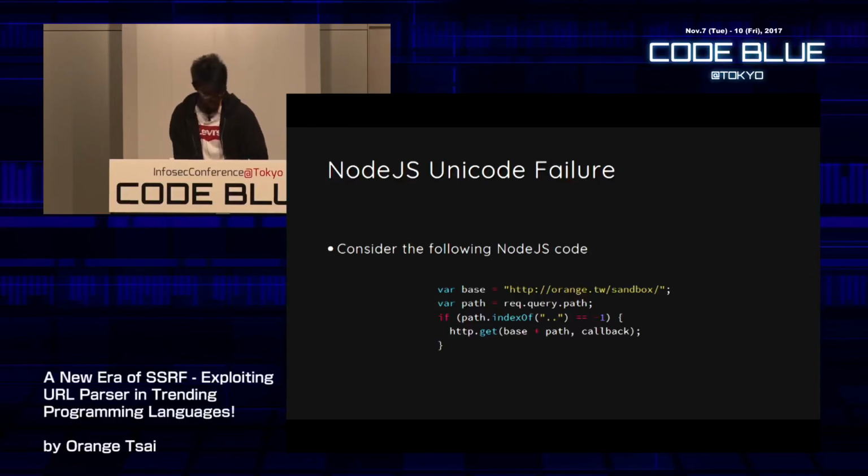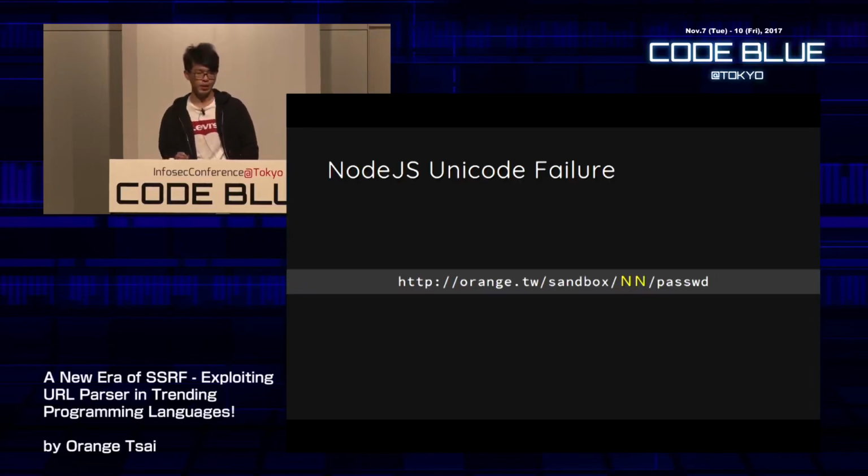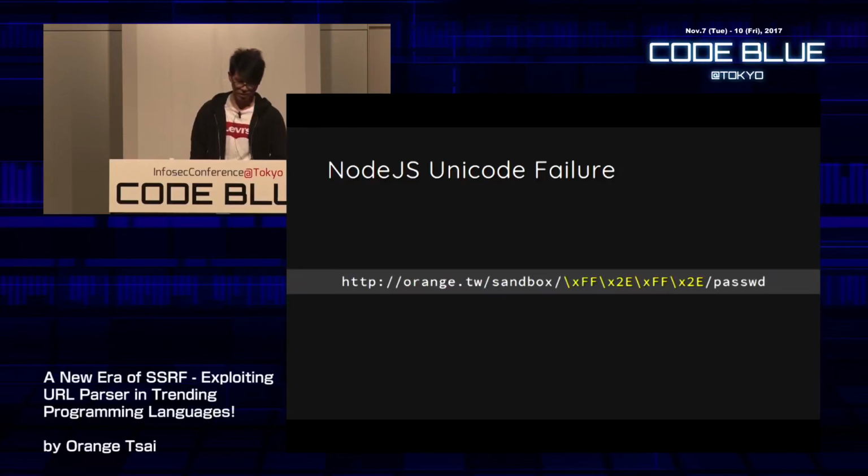The answer is using the Unicode symbol fullwidth n. This URL actually accesses the file password on the web root. Okay, let's explain why. JavaScript internally processes the Unicode string as encoding UCS2. So the Unicode symbol n will be represented as FF2E.